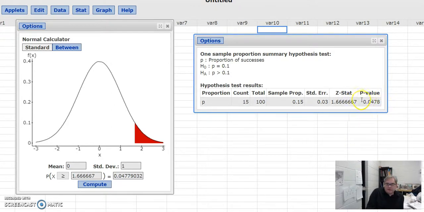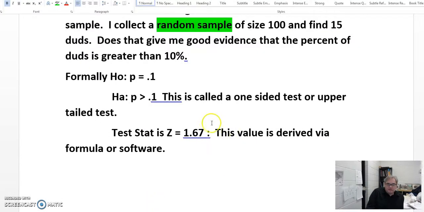P-value, that's the real important thing. That's the probability of seeing this test stat if the null is true. So the probability that I see a sample proportion of 0.15, 15%, when I'm saying it is 10%, is around 4.78% probability of occurring. Now, we use that to help make a decision.